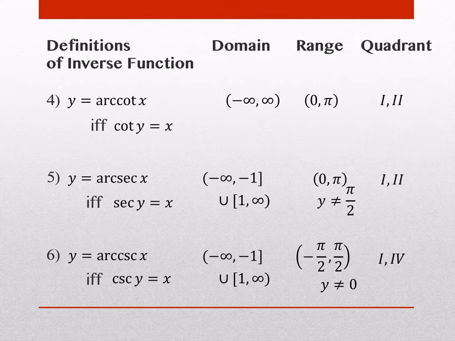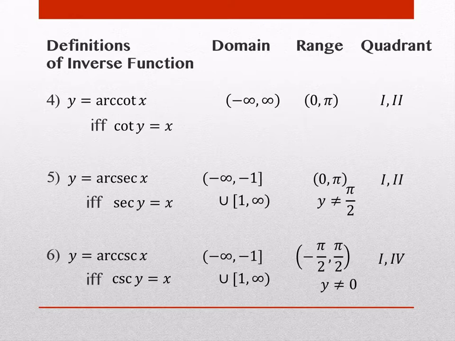So you notice, for instance, on the range, that the range is from 0 to pi, but the y cannot equal pi over 2. So similarly, you could write it 0 to pi over 2, union pi over 2 to pi. So you could write it more like we wrote the domain if you wanted to. That would be okay. The domain is from negative infinity to -1 and 1 to infinity.